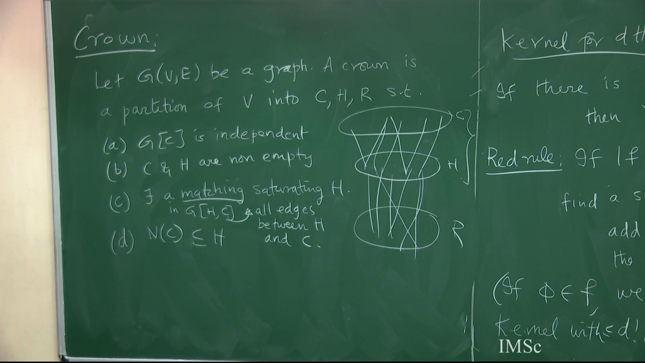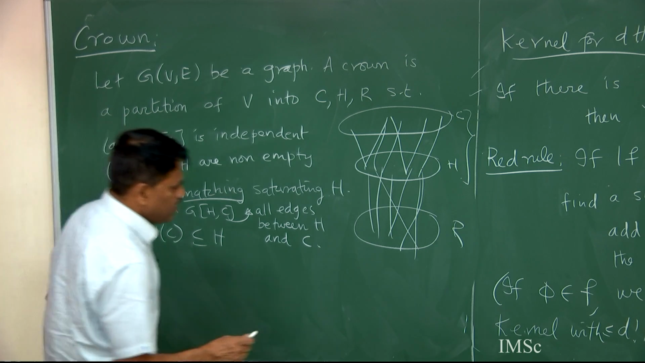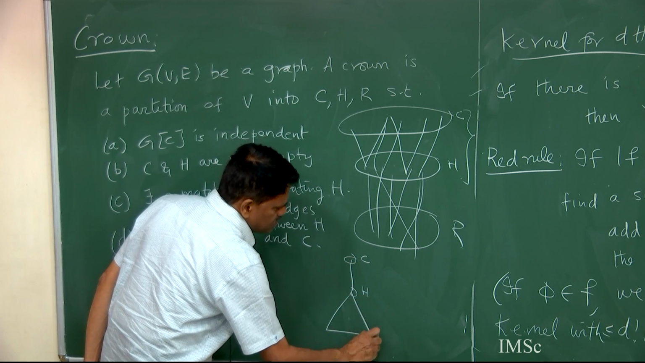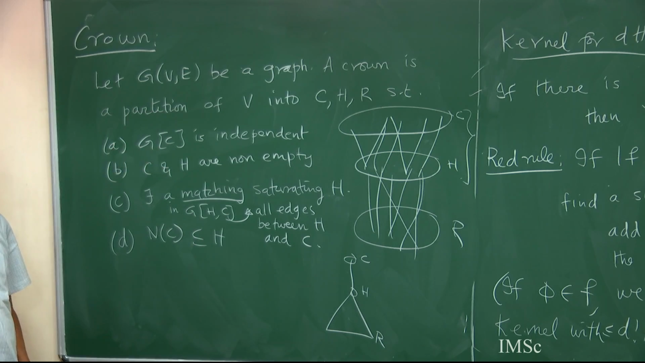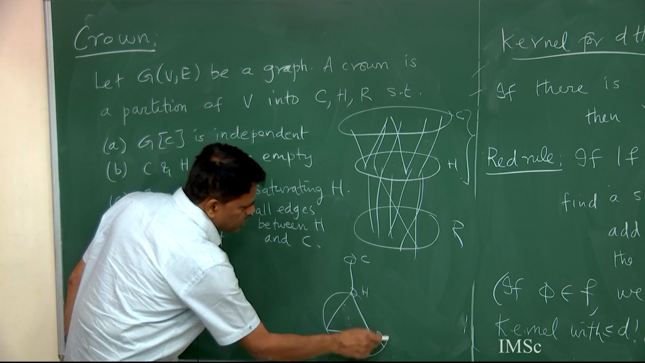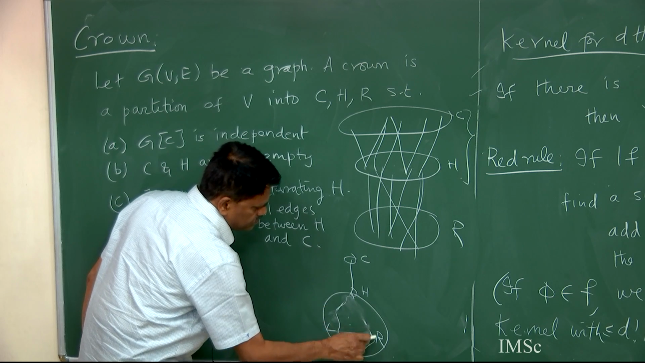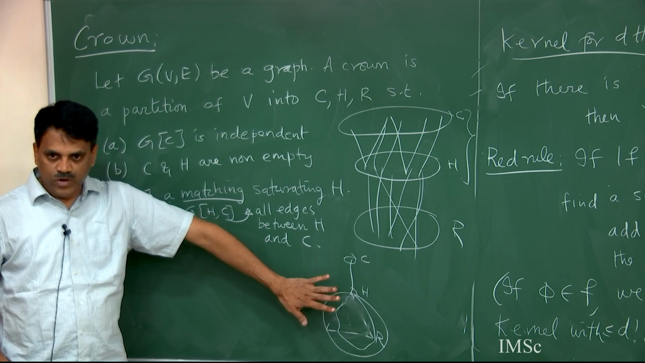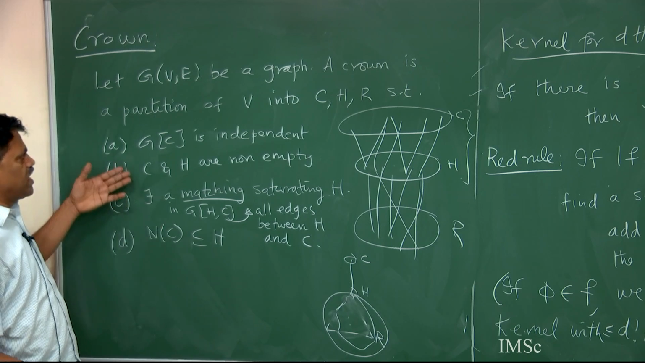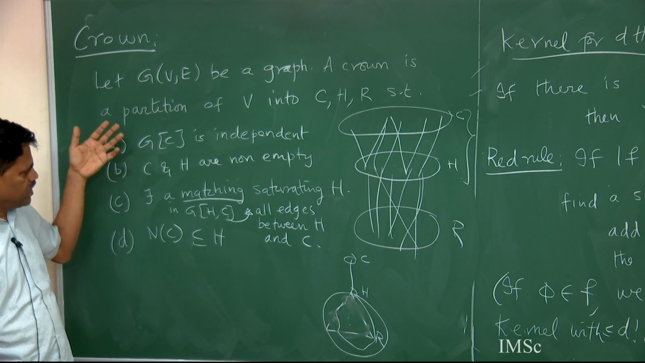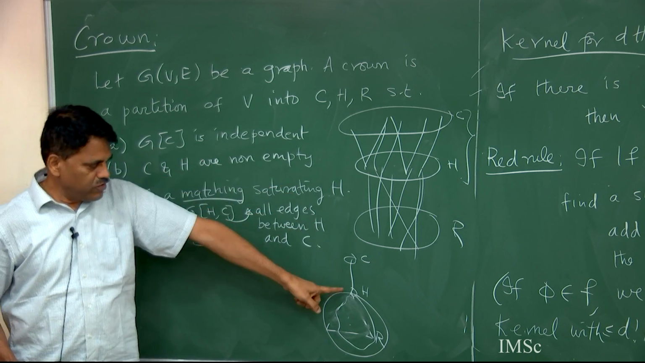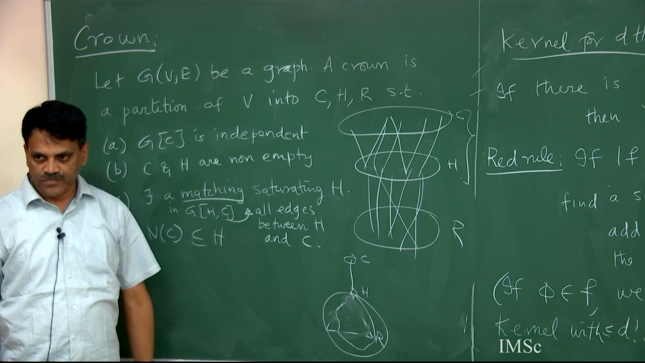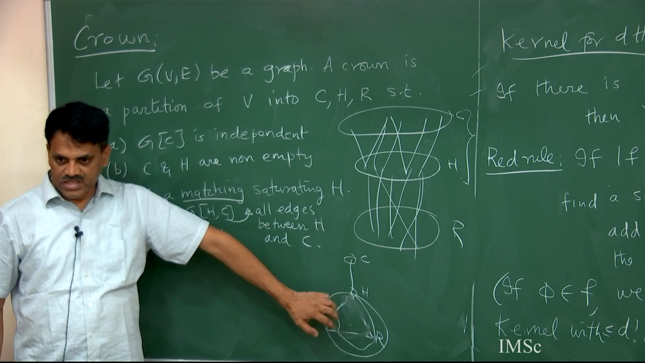So for example, if you have an isolated vertex in the graph, what is the crown? This is my crown. So this is my C, this is my H, this is my rest of the graph. I'm not talking about a triangle, this is a whole graph. This is an isolated vertex. Its endpoint is the only vertex which I am going to put in H. This is C. C and H are non-empty. In G of C, there is only one vertex, independent. There is a matching that saturates every vertex of H, looking at edges between C and H, and the neighborhood of C is contained in H. So crown is essentially a generalization of this structure.